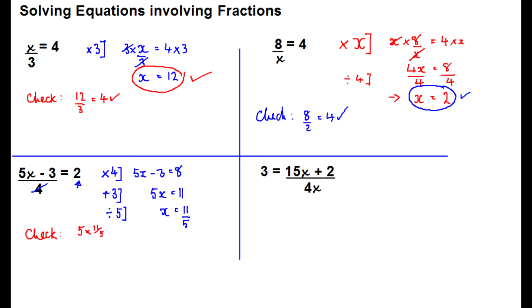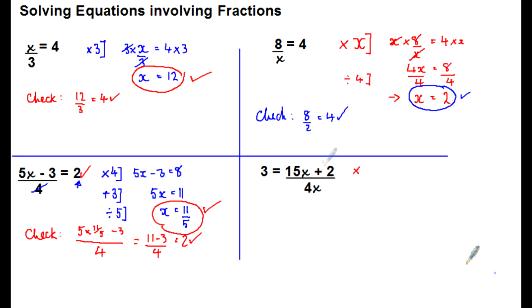Substitute, check. 5 times 11 fifths, because we've got 5 times x. And then take away 3 and divide by 4. 5 times 11 fifths is 11. Take away 3 is 8. Divided by 4 is 2, which agrees with what our original was. So x is 11 over 5 is the correct answer.